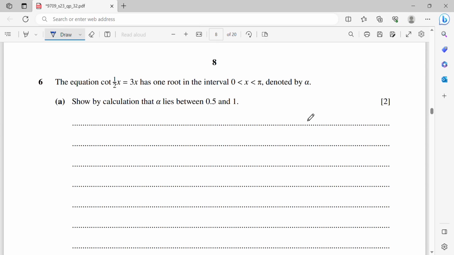Okay, question number 6. The equation cot half x equals 3x has one root in this interval, denoted by alpha. Show by calculation that alpha lies between 0.5 and 1. So I will show this using the sign change rule. Firstly I will move the 3x to the left hand side. I will copy the question first. So cot half x minus 3x equals 0.